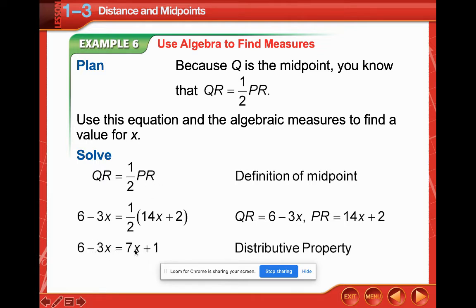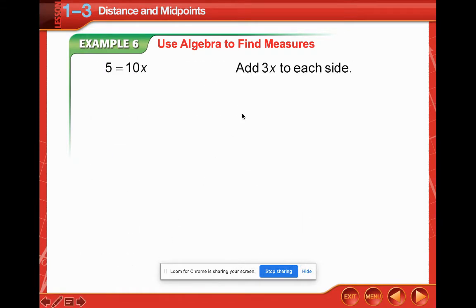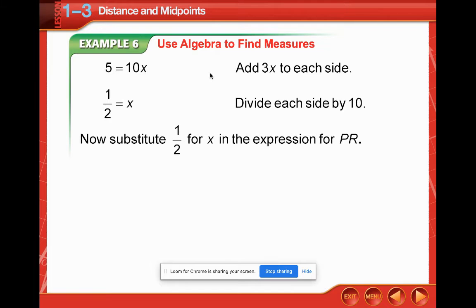Distributive property: 6 minus 3x equals 7x plus 1. Then after you move over this 1, 5 minus 3x, and then add 3x to each side, 5 equals 10x. Divide each side by 10, and x equals 1/2.